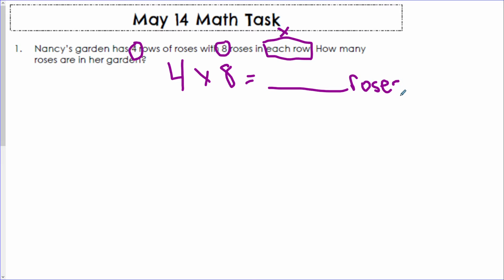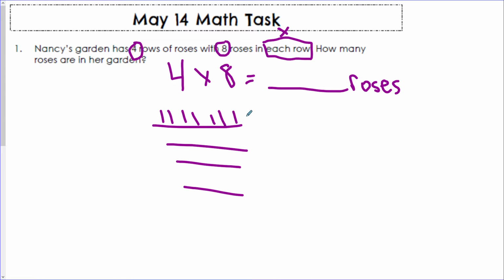Let's draw this out. So I have 4 rows: 1, 2, 3, and 4. They're not pretty, but I'm not a gardener, so that's all right. And there's 8 roses in each row. So 1, 2, 3, 4, 5, 6, 7, 8. Again, 1 through 8, and again, and lastly, 1 through 8. Pretend these are the stems of the roses. The roses haven't blossomed, right?